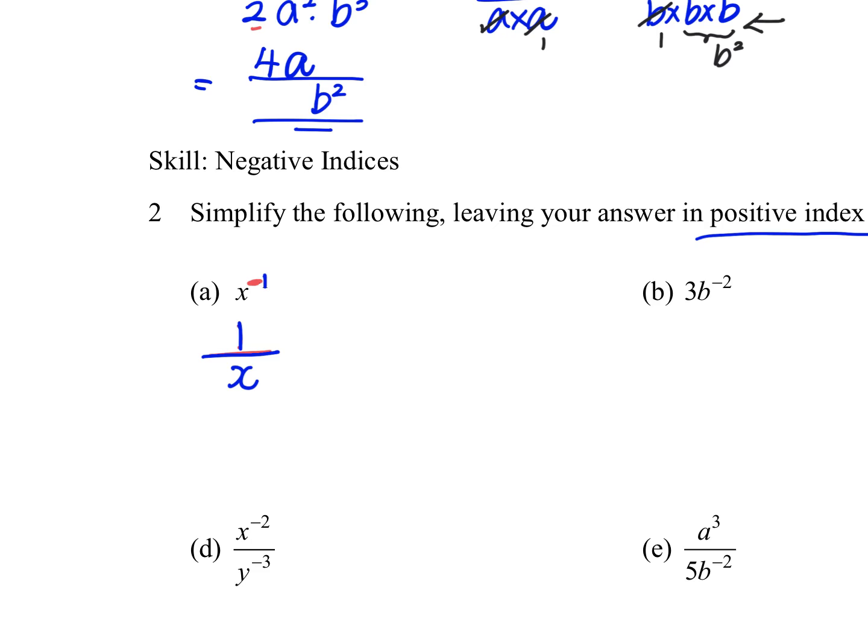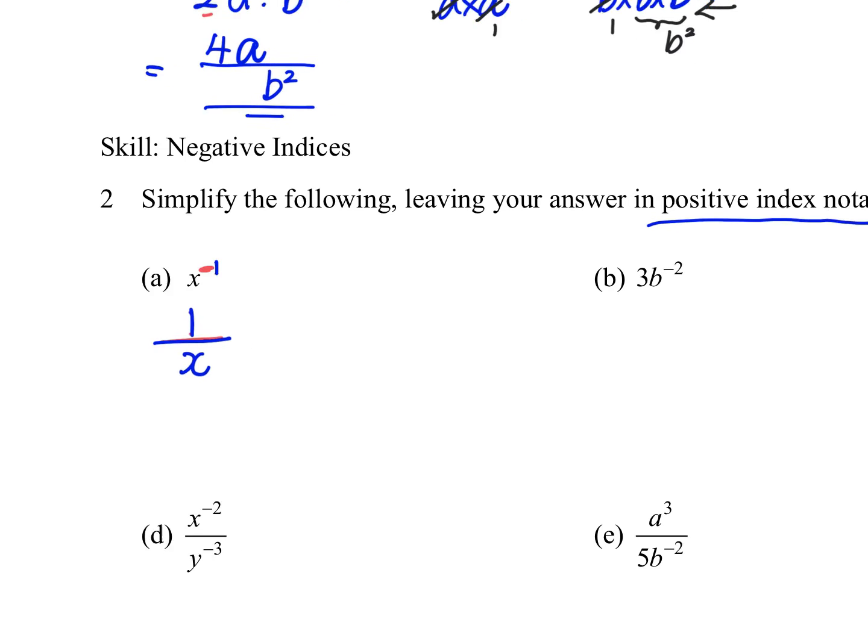So when you see a negative power, you know something needs to shift. In this case, x is just a number on its own. I'll add 1 over. It becomes from numerator to the denominator. Right? Next. Look at the next question.